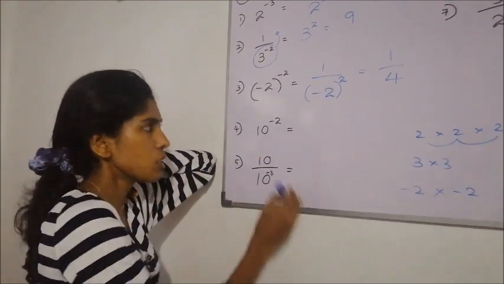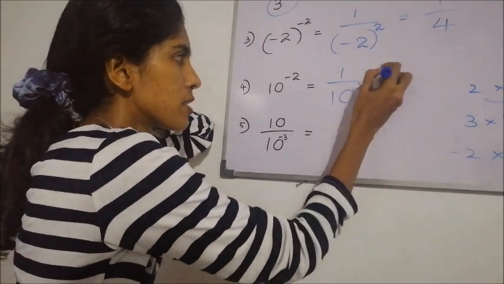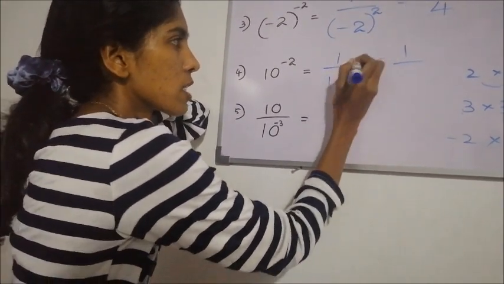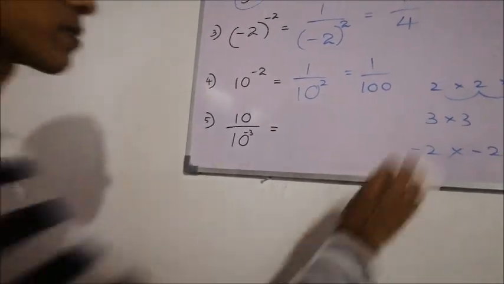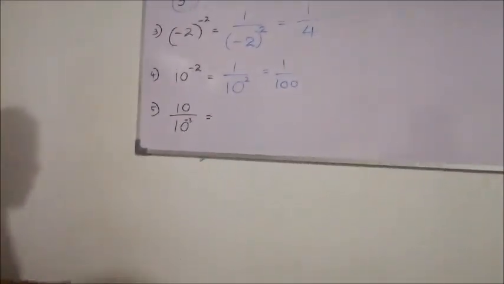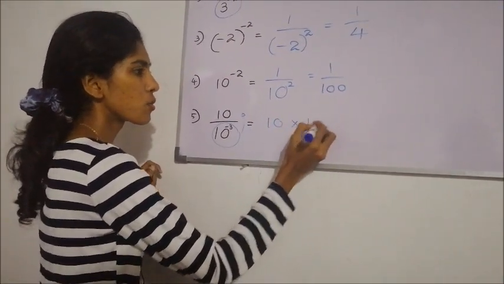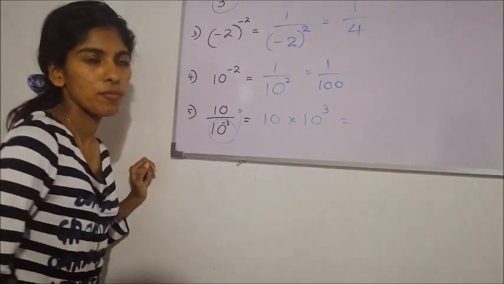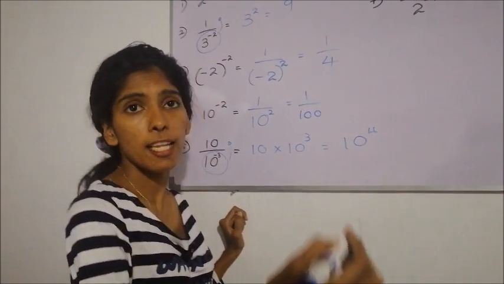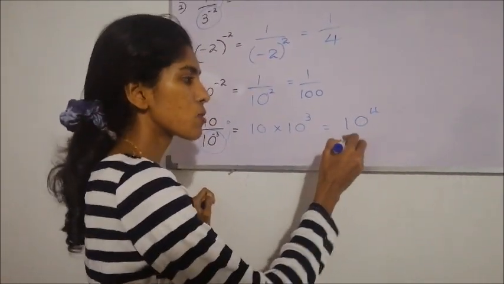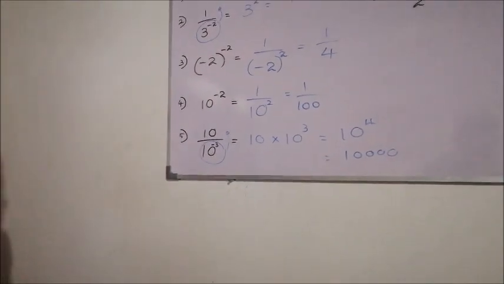Next one. Firstly, make it positive using the reciprocal. 10 squared. What is 10 squared? 10 into 10 is 100. Next one. We will bring this up firstly. 10 into 10 to the power 3. That means 10 to the power 4. When you multiply 10 by itself 4 times, how many zeros will come? 4 zeros. 10,000.